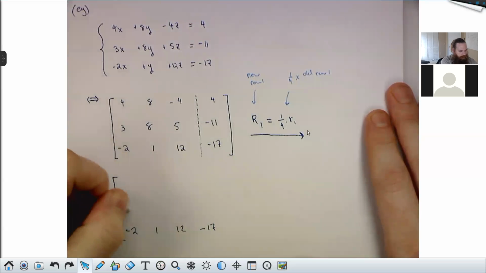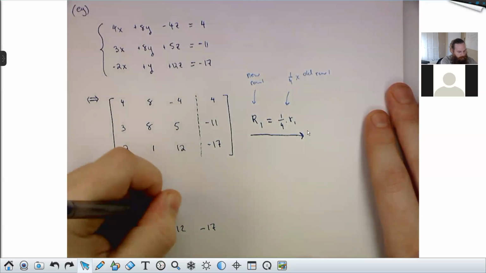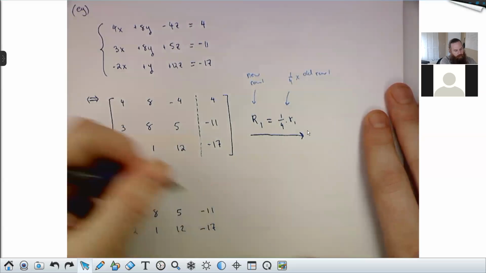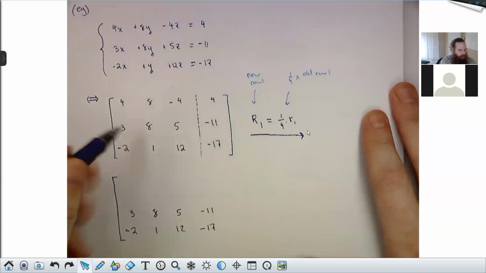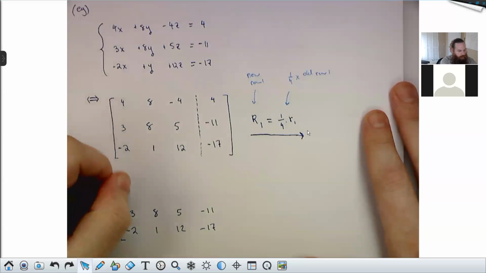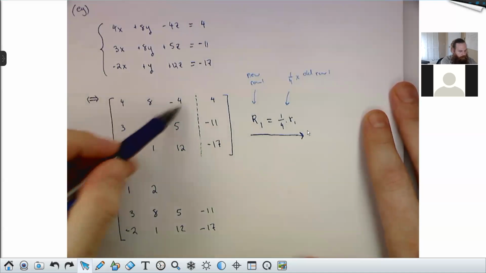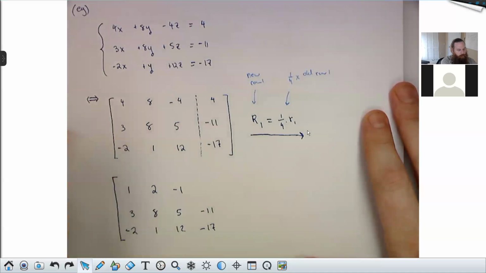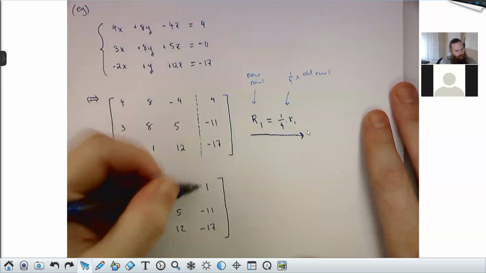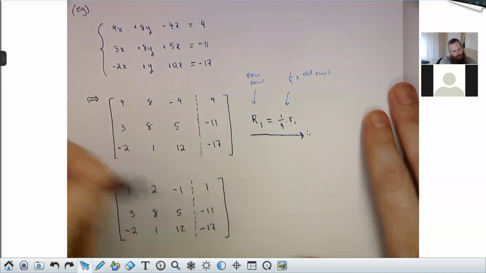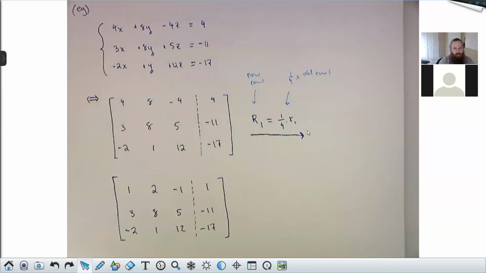This is a really good habit to be in. Copy down the rows that you're not changing before you do anything else. Now, new row 1, the stuff that goes here is going to be all this stuff times 1/4. 1/4 times 4 is 1. 1/4 times 8 is 2. 1/4 times -4 is -1. 1/4 times 4 is +1. So this is what happens if you perform that row operation to this matrix.